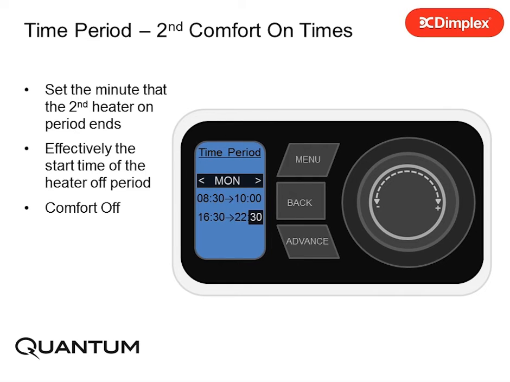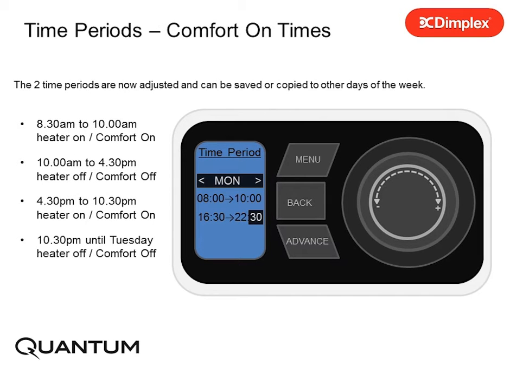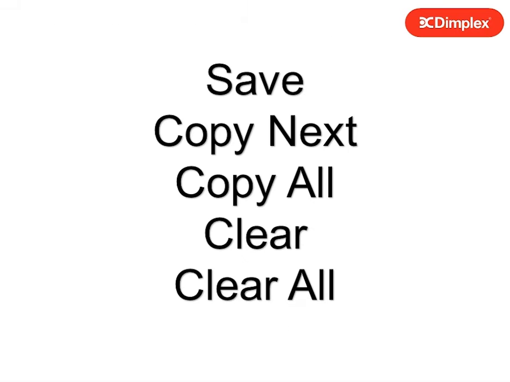Comfort is off. The two time periods are now adjusted and can be saved or copied to other days of the week. 8:30 AM to 10 AM, heater on, comfort on. 10 AM to 4:30 PM, heater off, comfort off. 4:30 PM to 10:30 PM, heater on, comfort on. And 10:30 PM until Tuesday, heater off, comfort off. Saving, copying and clearing the time period.